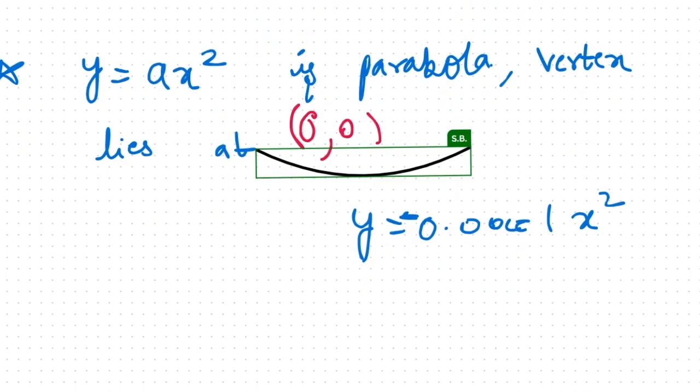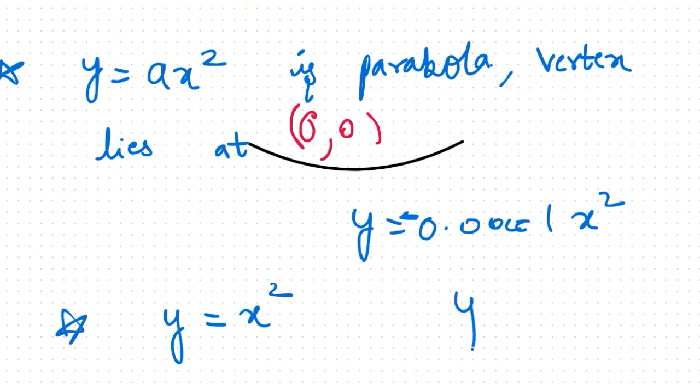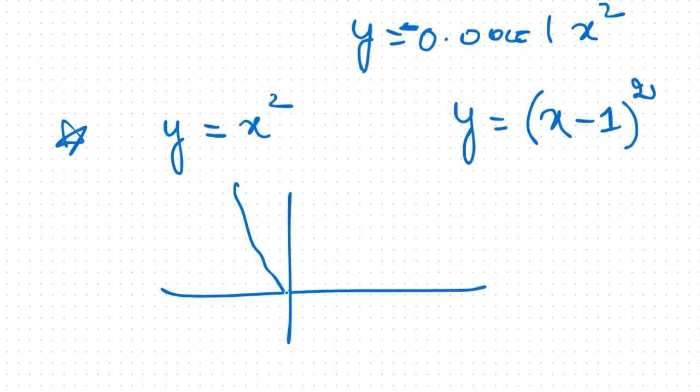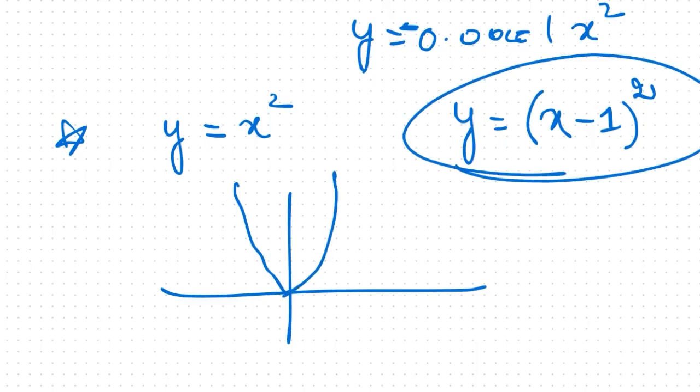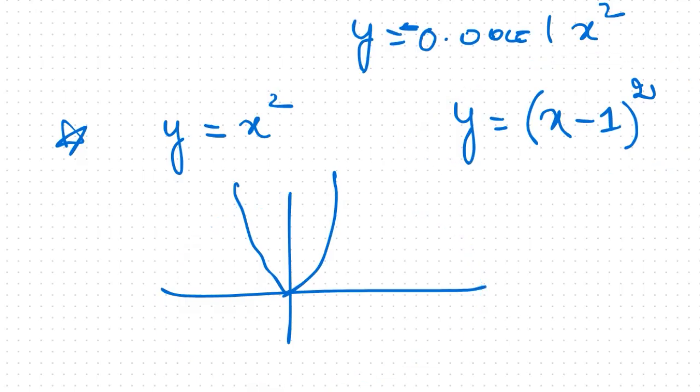So let us try to understand now what happens if you write x square is fine, but what about x minus 1 whole square? Can you draw the graph? Okay, x square graph, I think you know this already. You draw it like this. Can you draw this one in the same graph, in the same axis? Try to draw it.